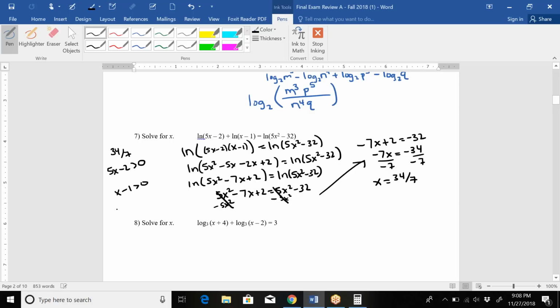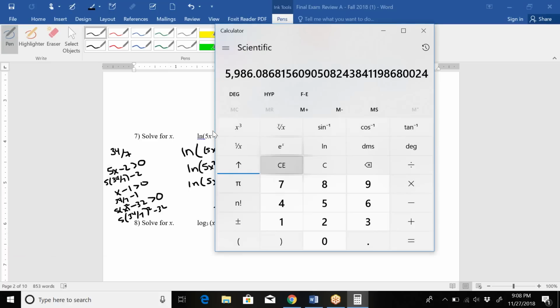So 5x squared minus 32 greater than 0. Okay, so you're going to put these in here for this. And all we care about is, is it greater than 0? And 5 times (34/7) squared minus 32. Okay, so you can use your calculator for this. You just needed to show the work that you're doing for the check.